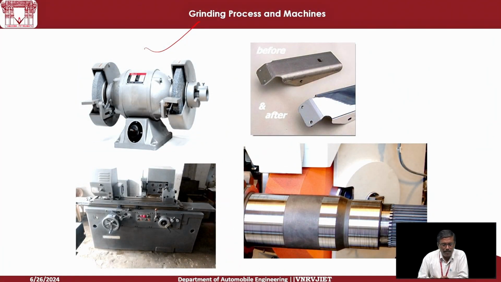Here we remove very little amount of material. We can see here, this is a component which is produced from one of the machining or manufacturing processes, but on this component the grinding process is performed. After the grinding process you can see the difference. This one has a very dull surface, and this one is very shiny and good looking. That's the purpose we use a grinding process: to improve the surface finish as well as dimensional accuracy.